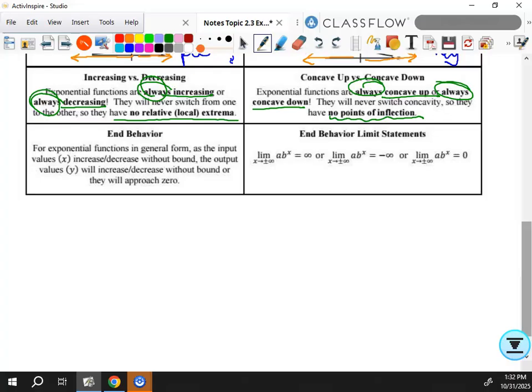Okay, and that's basically what this says here. As the input values increase or decrease without bound, output values will increase or decrease without bound, or will approach zero. So no matter whether I'm approaching positive or negative infinity, my answer is either infinity, negative infinity, or zero. My only options. And that is for, and it says right here, in general form. General form means we're not shifting up or down. We don't have any shifts. So if you shift up or down, it's going to move that asymptote and it would change the zero, but we're just talking general form. Okay, everybody good with all that? Any questions? All right, flip it over.